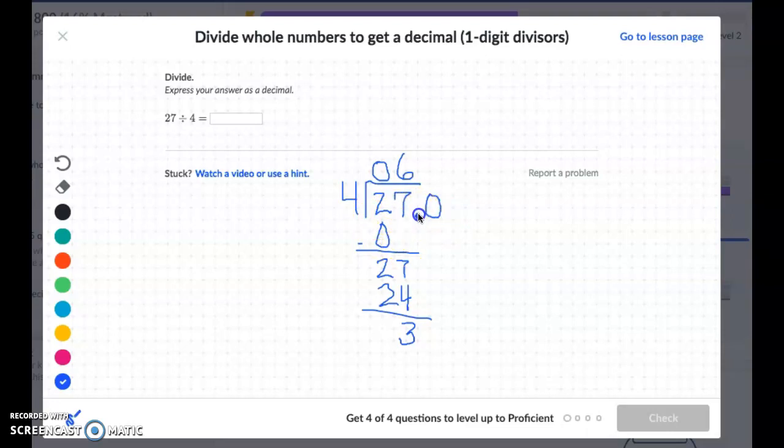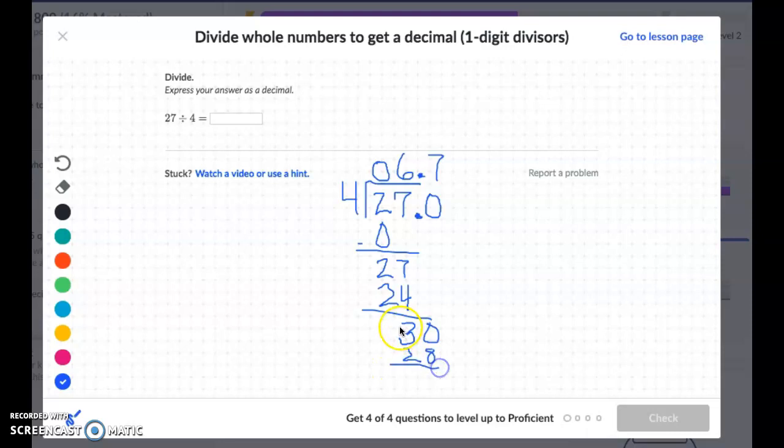So I added a decimal here, so now I have to bring that same decimal up into my answer. Okay, and then I can bring my 0 down. And now instead of just saying my remainder is 3, I brought that 0 down. So now I can say 4 fits into 30. How many times? Well, 4 fits into 30 7 times. 7 times 4 is 28.